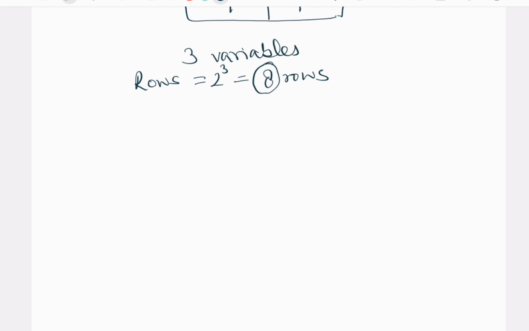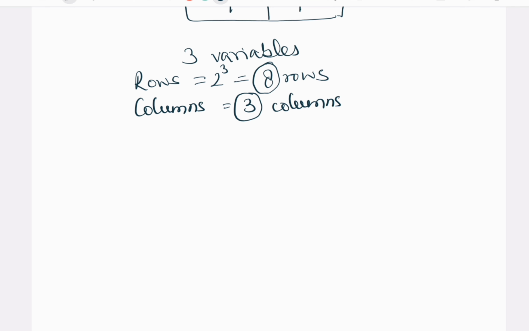So, 3 variables. Let's decide upon the number of rows. Rows is equal to 2 to the power 3, which is equal to 8. So we have got 8 rows. Columns is equal to the number of variables, which is equal to 3. So it's going to be 3 columns.